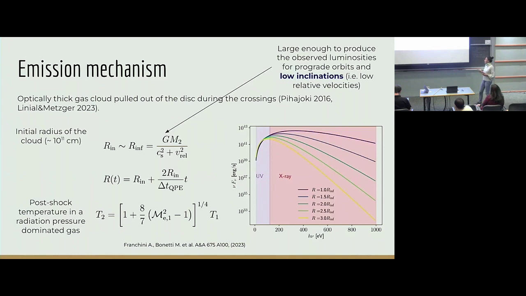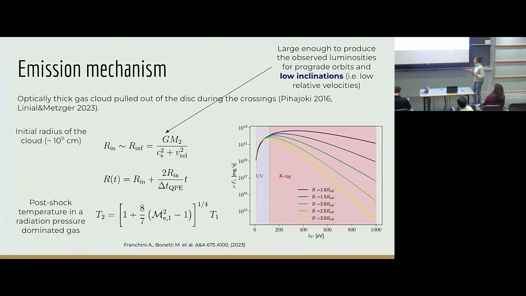So we assume that the initial size of the cloud is exactly the influence radius of the companion, and that the cloud expands adiabatically by a factor of 3 in the lifetime of the QPE. We tune this expansion specifically to every source, because every source has its own timing properties, so we just change this delta T QPE to adapt it to each source.